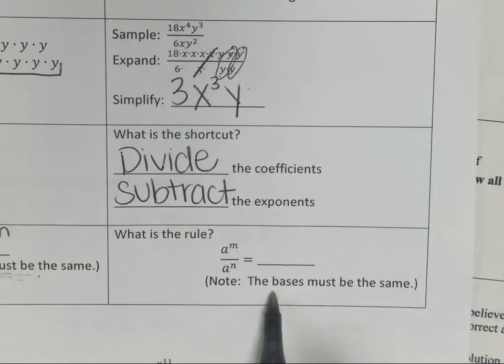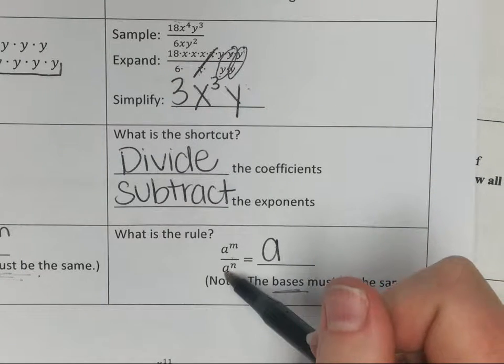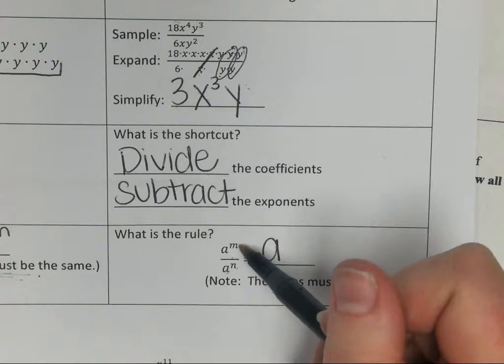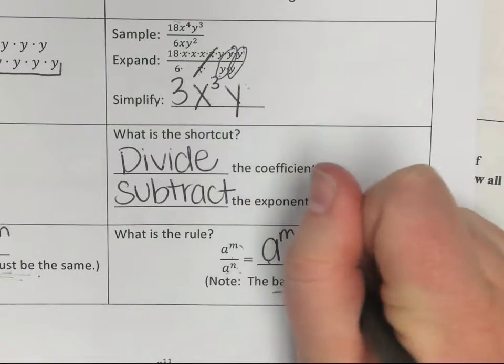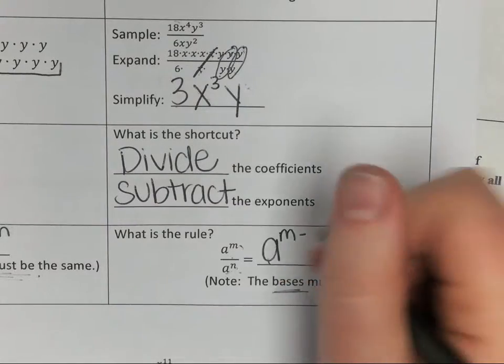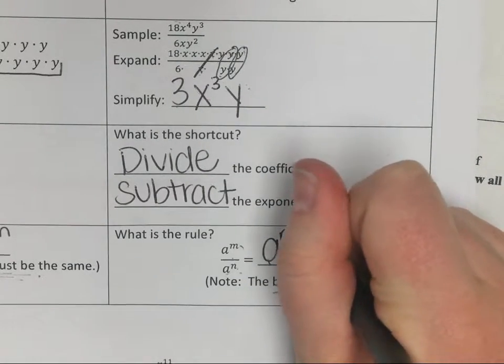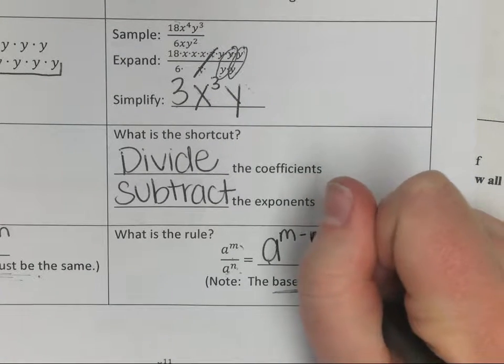And then for our rule, again, the bases have to be the same. A to the m divided by a to the n. They are both a. It stays exactly as is. And what do I do with this m and n? Subtract. And guys, it's always going to be the top exponent minus the bottom exponent. M minus n. Not m minus m. Right? M minus n.